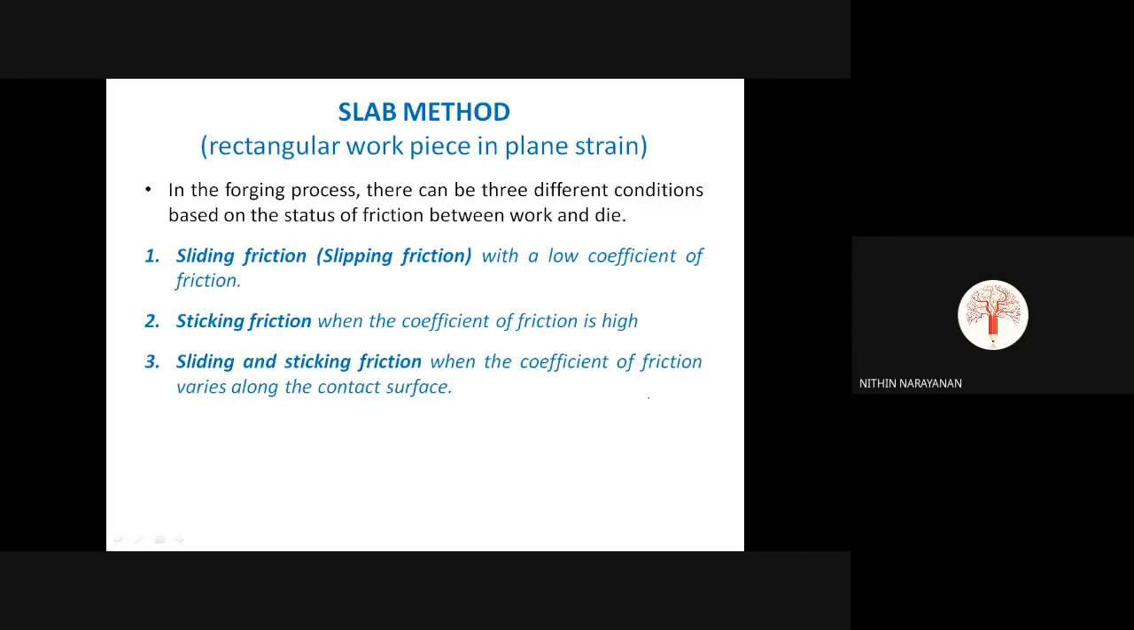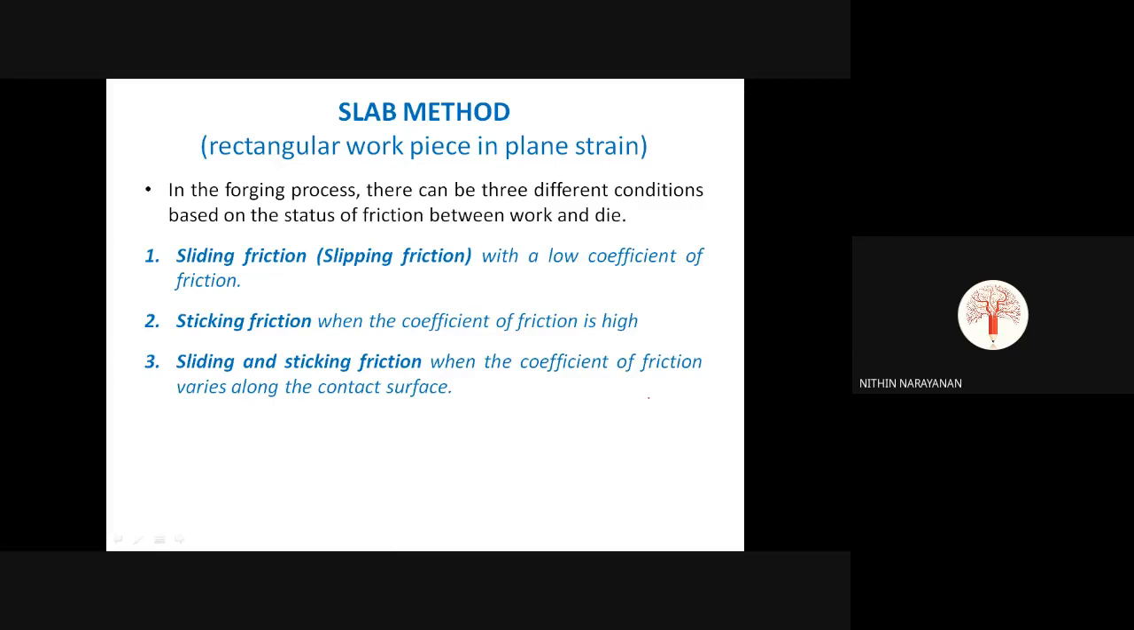First one is sliding friction. Sliding friction is also called slipping friction. So in exams you might get the question directly like this: for this condition, for slipping friction, what is the forging pressure requirement? Or a problem you may get, where the condition is sliding friction or slipping friction. What is slipping friction or sliding friction? Slipping or sliding means it is moving, it can move or it can slip. That is the word meaning.